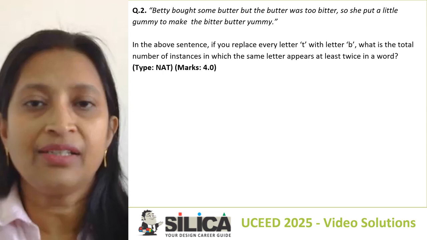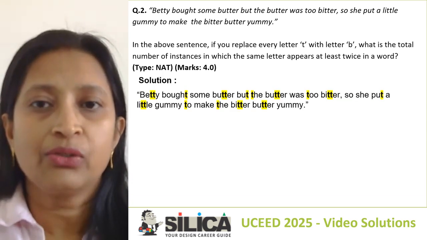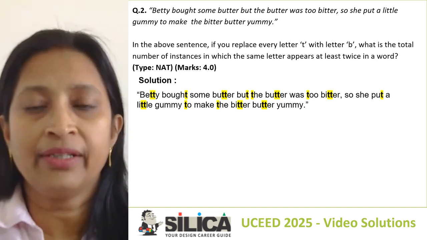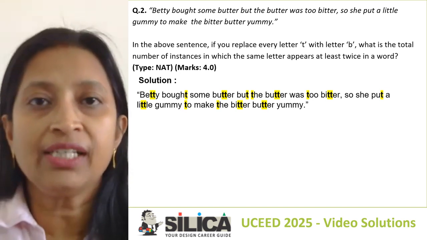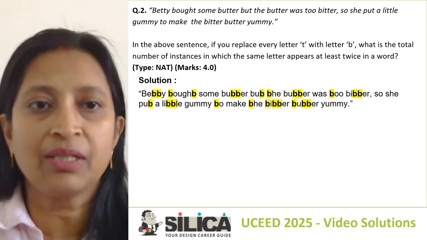So first, let us write this tongue twister and mark all the T's which are given here. I have marked all the T's in bold and highlighted them in yellow. Now let's change those T's into B. After changing, the sentence becomes something like that.